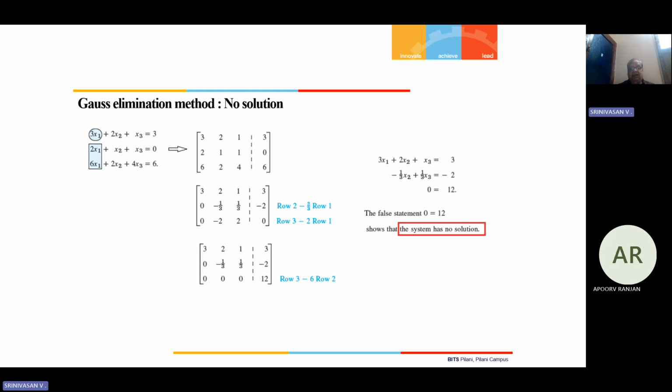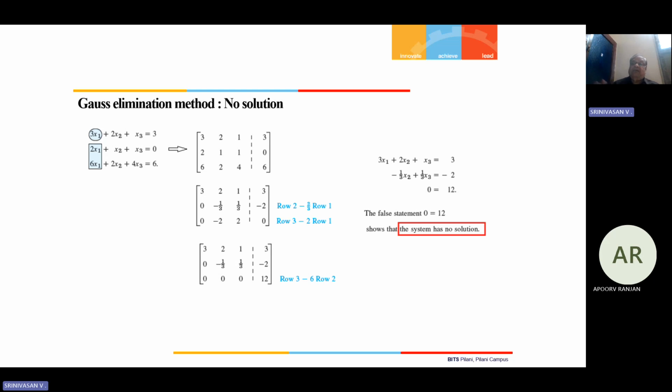That's the meaning. Because if you just look at this, it shows 0 z, or 0 x3, equal to 12. In the previous problem, you had some 2x3 equal to 2, some x3 equal to 1. But here 0 x3 is equal to 12 because the coefficient is 0, which doesn't mean that x3 equals 0. If you are so serious about it, you would have x3 equal to 12 by 0, and there is no solution. Therefore, you have to be careful. This is a false statement, so the system has no solution.